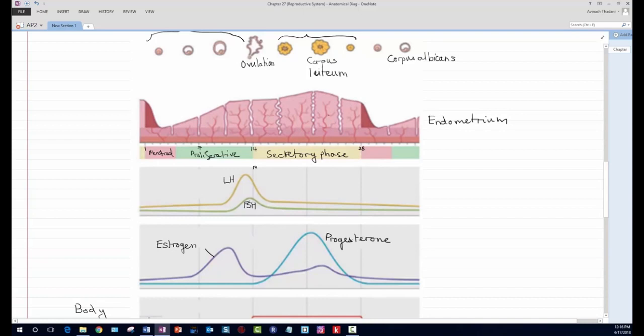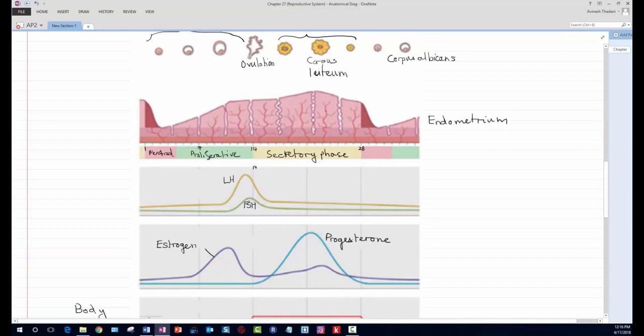If fertilization does not occur, then the corpus luteum degenerates into the corpus albicans. You can see progesterone levels fall off a cliff, and when progesterone levels start dropping, that's the trigger for the vasoconstriction of these endometrial spiral arteries. That causes local ischemic injury, and these endometrial cells essentially die and get sloughed off, and that's the start of menstruation over there. So that's the entire menstrual cycle, and that's just a quick overview.